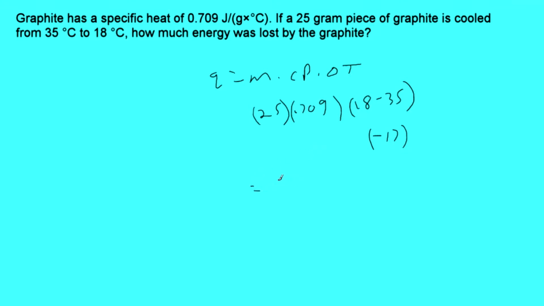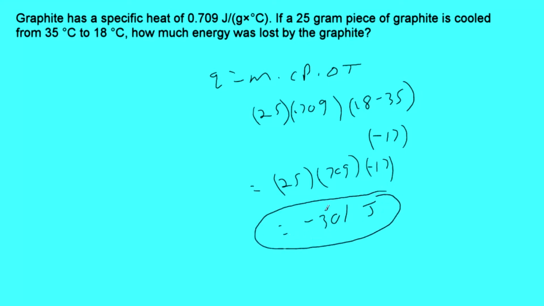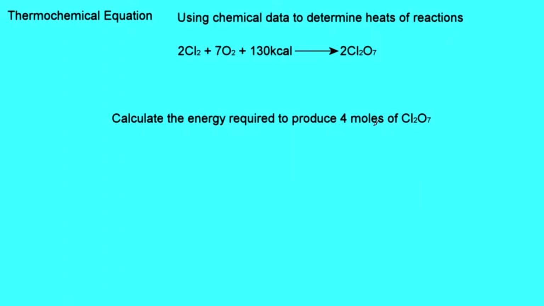So 25 times 0.709 times negative 17. This comes out to negative 301 joules. All right, so this time, because our Q is a negative number, this is exothermic. Exo. This system is releasing heat. And think about it, as something is cooling down, it's giving off heat to become cooler. Okay, so let's go on to what a thermochemical equation is.